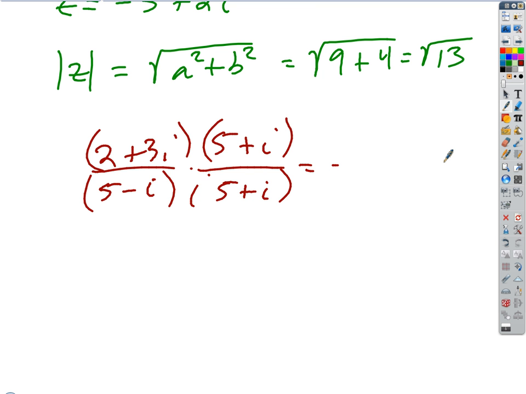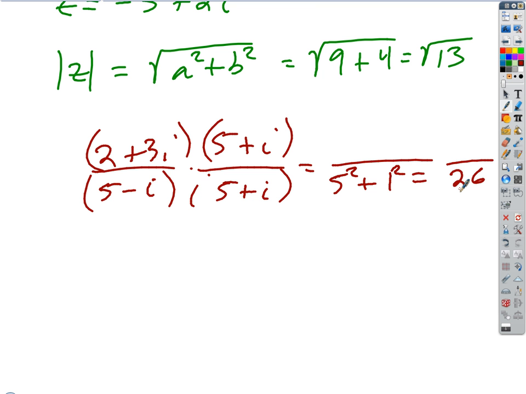So what's a for these two? 5. What's b? Negative 1 and 1, right? So if we have a minus bi times a plus bi, what we mean is a is 5 and b is 1. So no square roots, just 5 squared plus 1 squared equals 26. That's the number on the bottom, the real number.